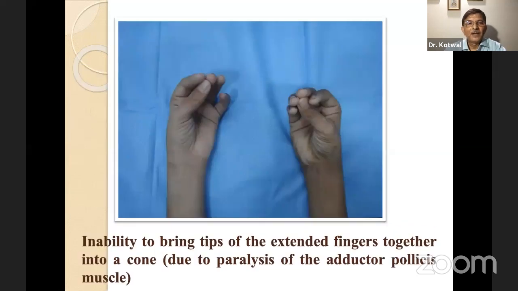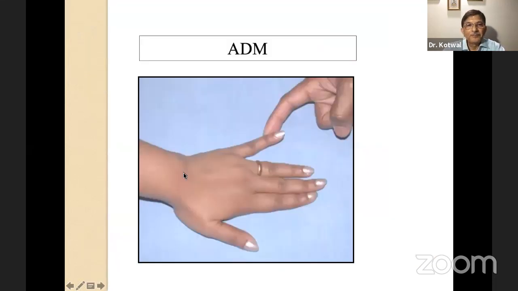The cone test: you ask the patient to make a cone of the fingers. This he will not be able to do on the affected side due to paralysis of the adductor pollicis muscle. So he is not able to bring those together.